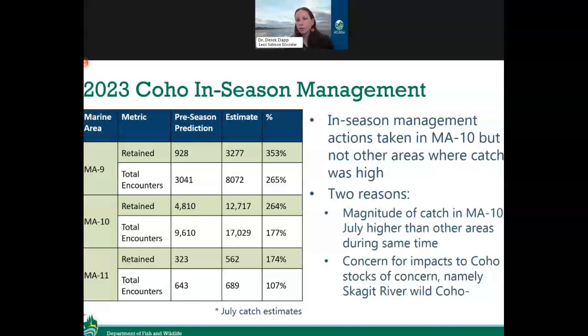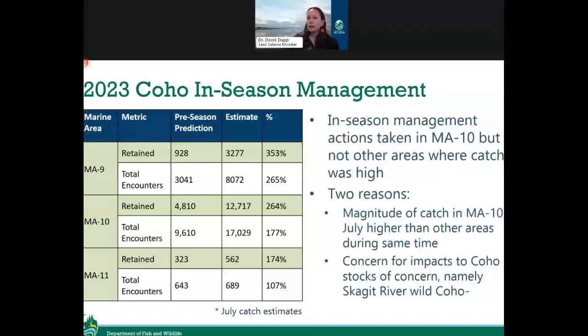One of the questions we've gotten as the season went on was, why were there actions taken in Area 10 and not in other areas? There are really 2 reasons for this. One of them is just the magnitude of the catch that we saw in Area 10. Yes, the percentage was not as high as say Area 9, but just the sheer number of fish that were caught in this area, over 12,000 fish, was over 8,000 more fish than we anticipated seeing in this fishery. So that was one of the reasons.